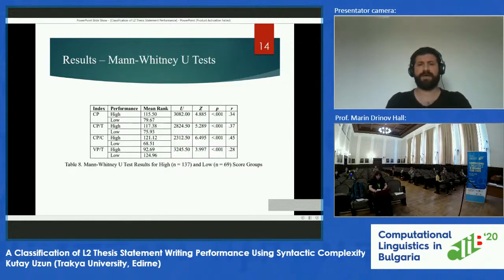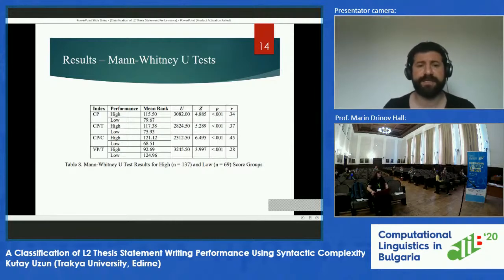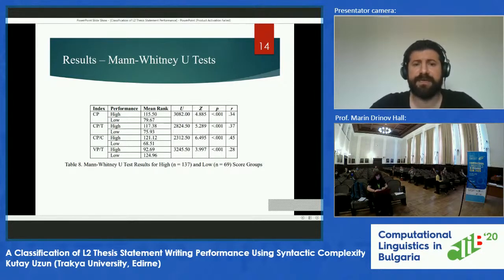And the last part of my study was to see how these variables interacted with thesis statement performance. So I chose the 4 variables that were among the top 5 variables, both with the balanced and the imbalanced data set. That was coordinate phrases per T unit, coordinate phrases per clause, and verb phrases per T unit. Interestingly, the analysis indicated that all the coordination indices showed that high-performing thesis statements included a higher number of coordination. But on the contrary, the high-performing thesis statements had a lower amount of verb phrases per T unit. So more coordination and fewer verb phrases were actually what marked a high-performing thesis statement.